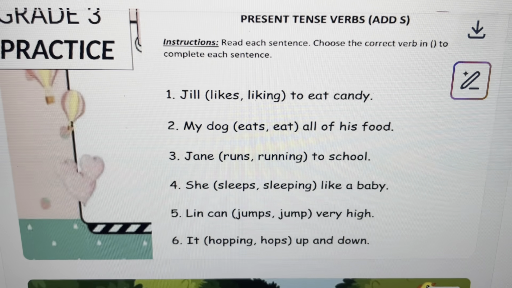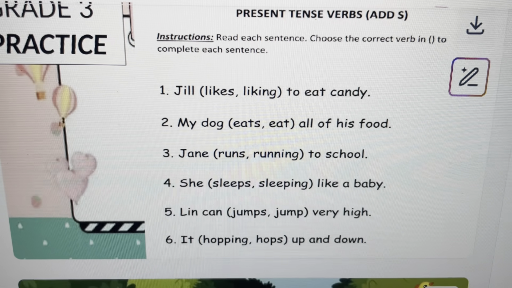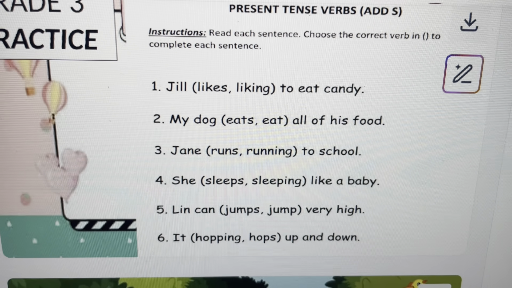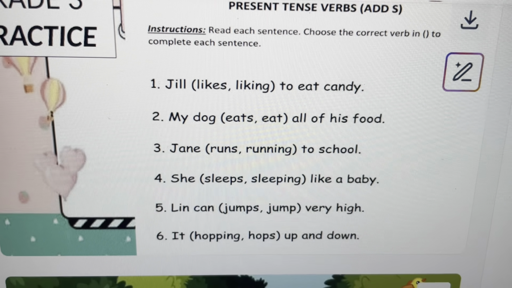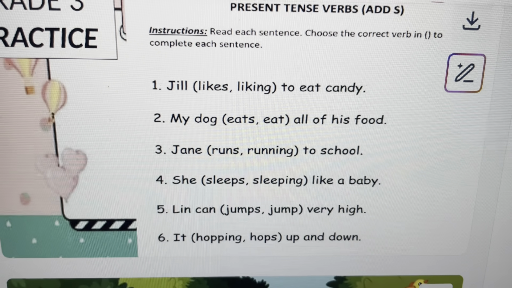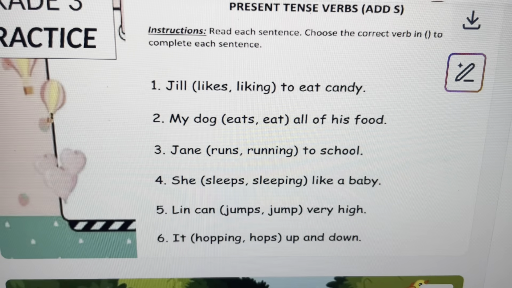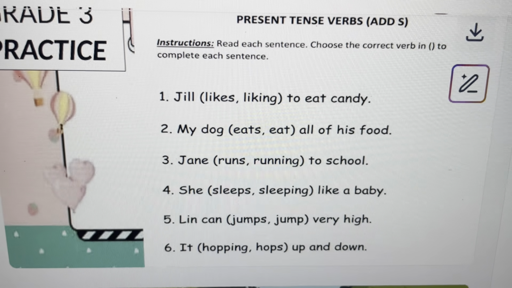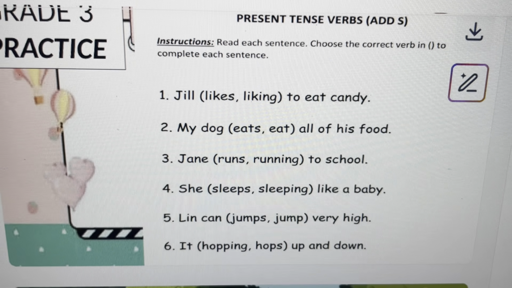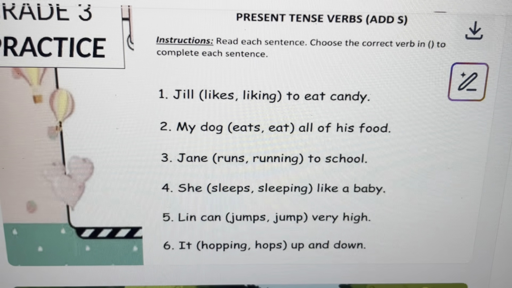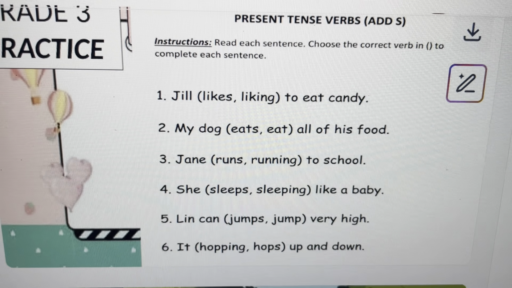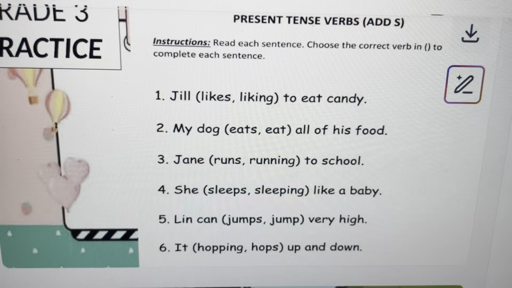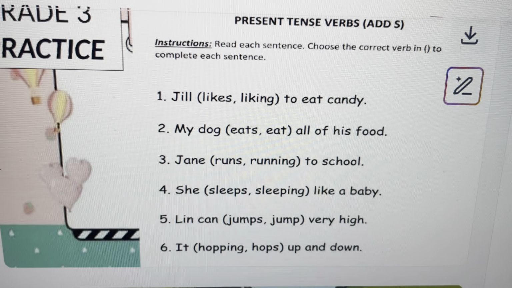In this part you can see: read each sentence, choose the correct verb. The verb is given in a bracket. We have to choose from there to complete each sentence. So what will come in the first sentence? Jill likes or liking to eat candy. What will come here? Likes. Present tense. My dog eats or eat all of his food. What will come? My dog eats.